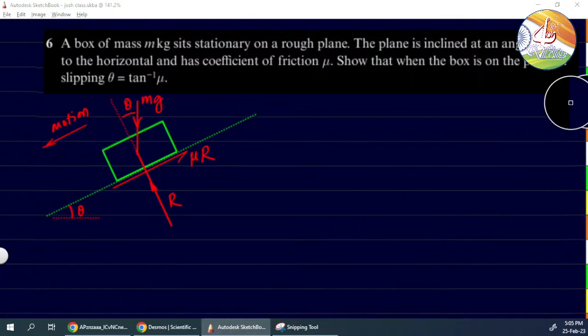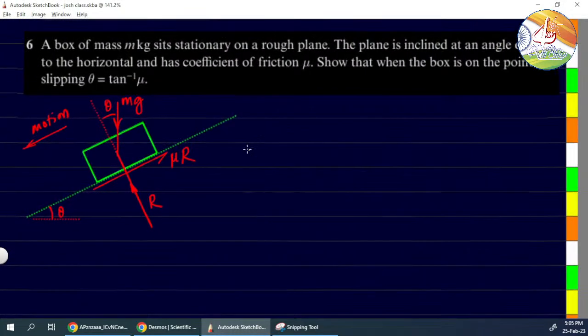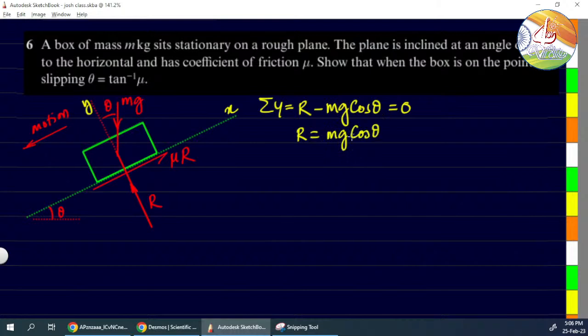So now we again have to take x axis, y axis. So shall we start with y component, sigma y? Okay, so sigma y, what are the components? R is acting upwards. Component of mg, that is mg cos theta, it is acting opposite to y direction, so minus. This is along x axis, it won't have any y component, so total should be 0. R will be mg cos theta.